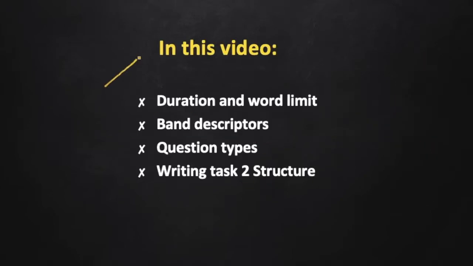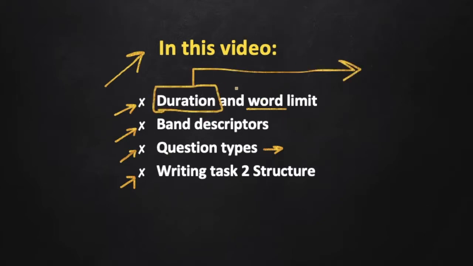Let's take a look at what we will be doing in today's session. So today we will be discussing what is the duration and the minimum word limit of writing task 2. We will elaborate on the band descriptors. And we'll look at the different question types. Please take a note that these will be an overview of the question types. The individual question types will be covered in the subsequent videos. And we'll also take a look at the overall writing task 2 structure. I will be covering the individual question types and their structures with a solved exercise in a different video. So let's get started with today's lesson.